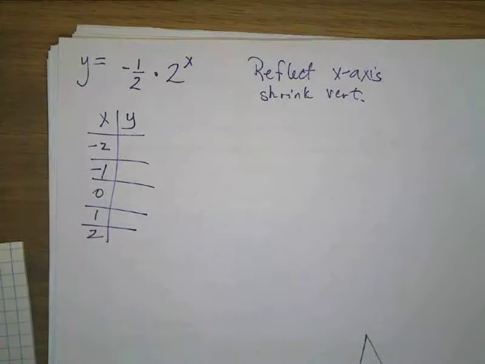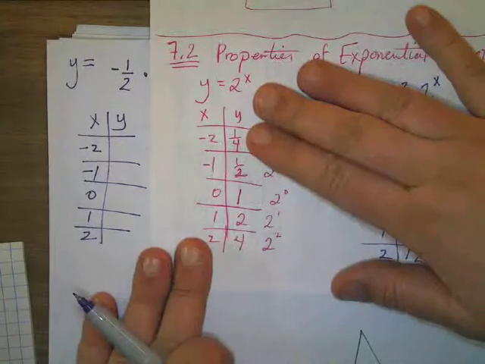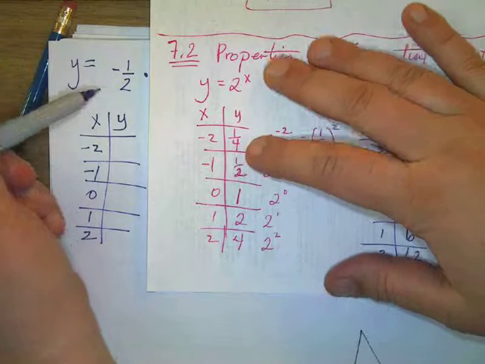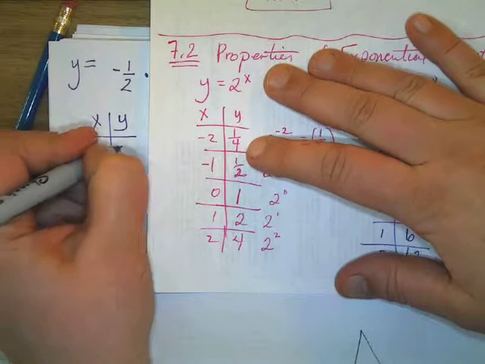I'm going to use the same values that we just got done doing. Okay? So here's my 2 to the x, but now we're going to multiply it by a -1/2. So instead of being at 1/4, it's going to be at a -1/8.